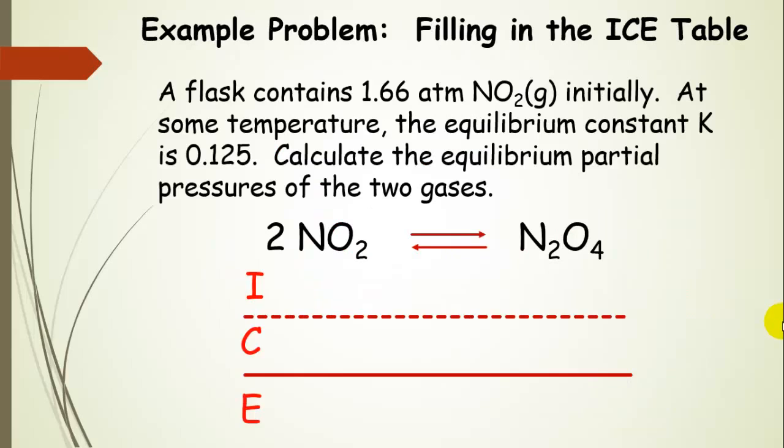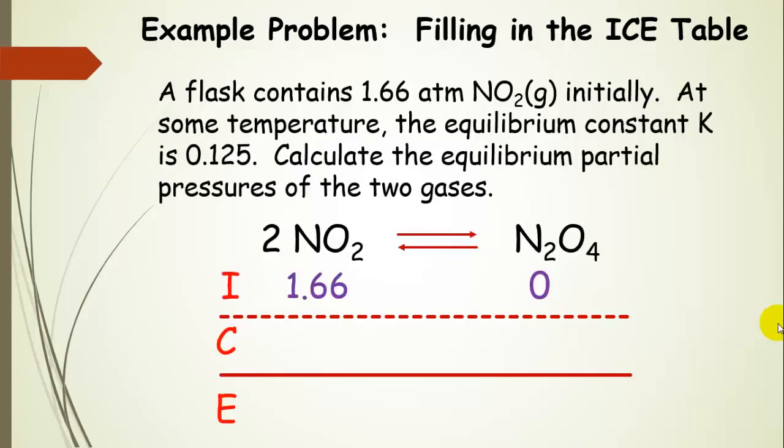Okay, so we have a flask that contains 1.66 atmospheres of nitrogen dioxide initially. And that's at some temperature. We always put that in there because the equilibrium constant is temperature dependent. And we'll talk about that more later. And the value for the equilibrium constant under these conditions is 0.125. So we want to calculate the equilibrium partial pressures of the two gases. So in other words, we're starting with all nitrogen dioxide. We're going to allow the system to come to equilibrium, and then we're going to calculate those equilibrium partial pressures. What will they be?